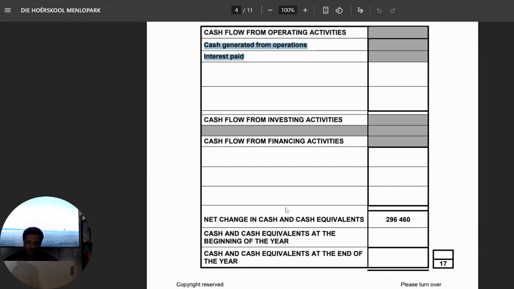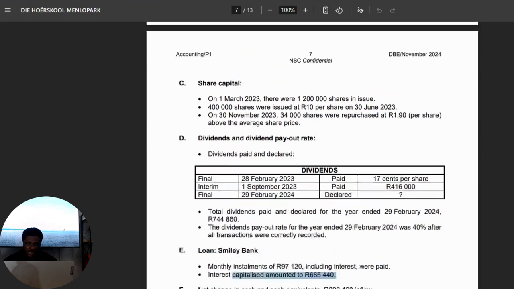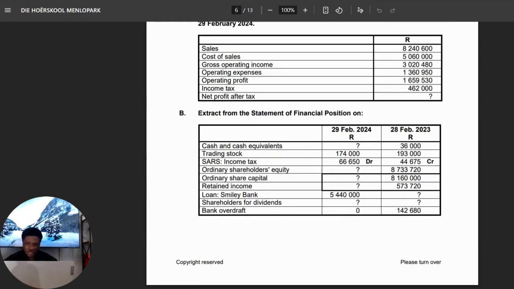So the next thing to fill in is the cash and cash equivalents at the beginning of the year. Well, let's look at our balances that we have at the beginning of the year as it relates to cash and cash equivalents. At the beginning of the year, we had cash and cash equivalents amounting to 36,000, but then we have 142,680 in the bank overdraft.